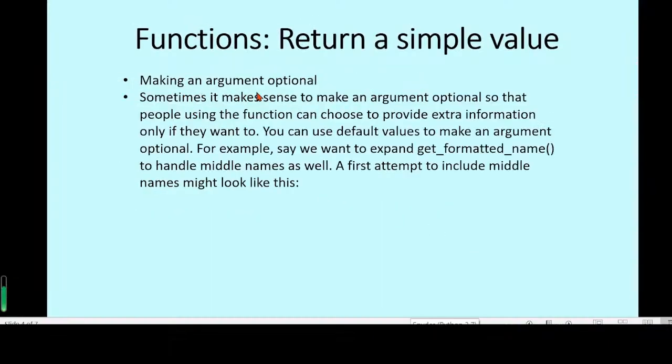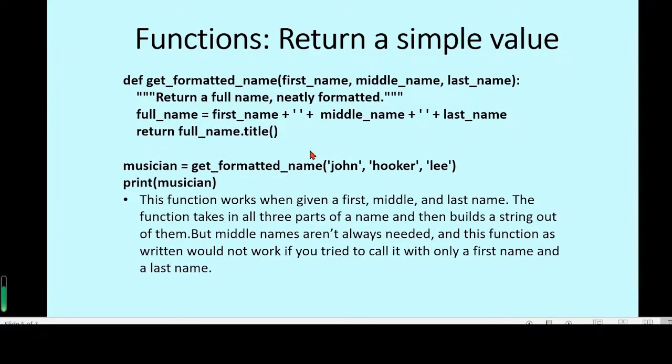So making an argument optional. Sometimes it makes sense to make an argument optional so that people using the function can choose to provide extra information only if they want to. You can use default values to make an argument optional. For example, say we want to expand get_formatted_name to handle middle names as well. The first attempt to include middle names might look like this.